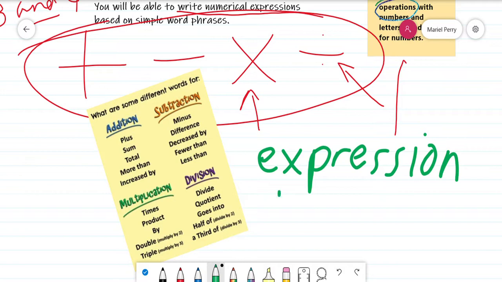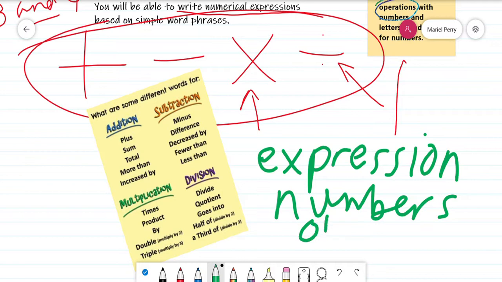We are going to write numbers, and we are going to write operations, the operation symbols. What are those four major operations that we know about now? Addition, subtraction, multiplication, division. All right.